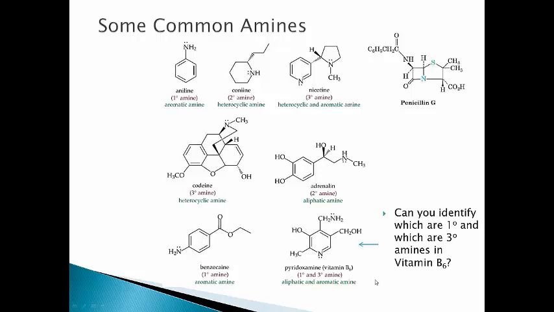And vitamin B6, we have 2. We've got 1 in the ring and 1 out of the ring, so this is an aromatic and this is an aliphatic, and we have a tertiary and this one is a primary.